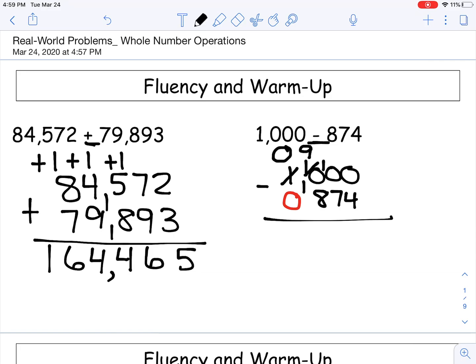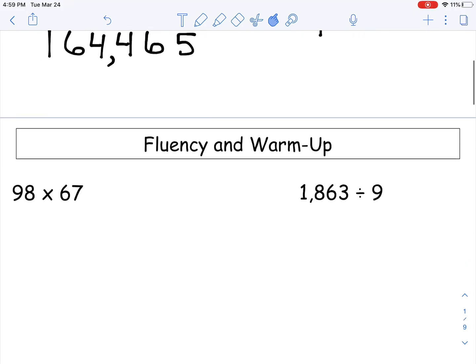So now that 10 becomes a 9. That becomes a 10, but nope, we got to regroup, it's a 9. And lastly, we have 10 here. 10 minus 4 is 6, 9 minus 7 is 2, 9 minus 8 is 1. So 126.